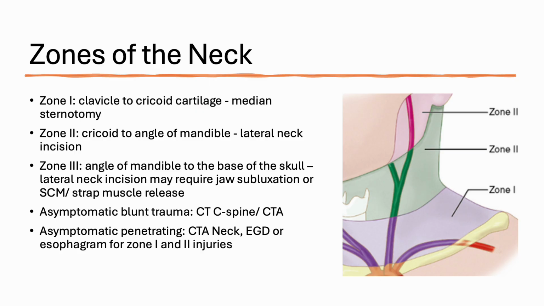For asymptomatic blunt trauma, the workup includes a CT C-spine and a CTA neck. For asymptomatic penetrating injuries, you would get a CTA neck, and then you would also evaluate for esophageal injury with an EGD or an esophagram for injuries that occur within zone 1 and 2.